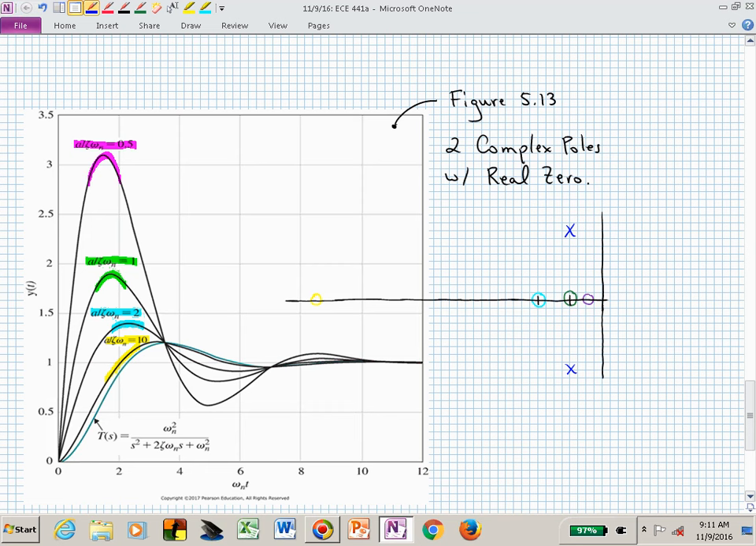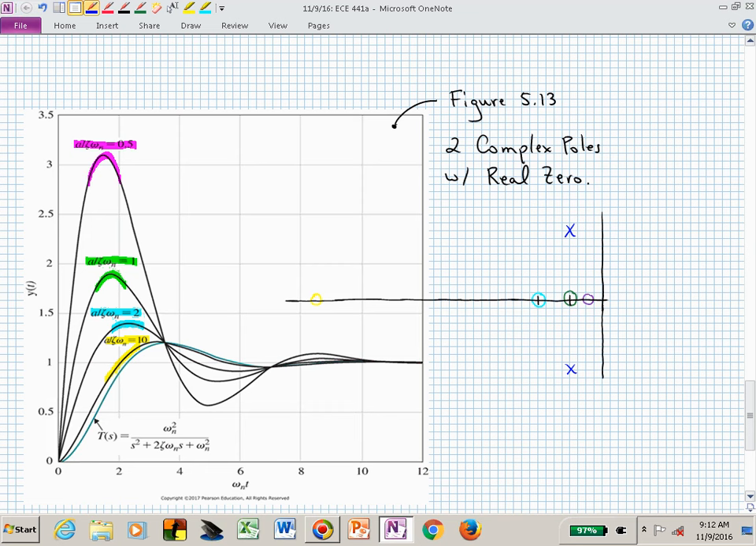But now if we put one real zero together with those, it's the yellow zero at minus 10. It doesn't change much, does it? Because it's quite far away. But as you slide that real zero closer to the imaginary axis, when we get to the light blue, it's basically a factor of 4 away from those dominant poles. And look at the overshoot.